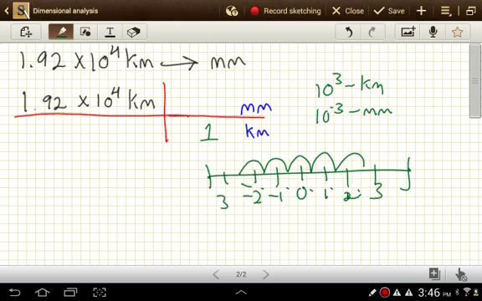So for my new number, that's what I say. There are 10 to the 6. Every time I move over, that's 10 multiplied. Okay? So that's 10 times 10 times 10 times 10 times 10 times 10. That's 10 to the 6. That's how many millimeters can fit in a kilometer. Now I'll go ahead and undo my math.